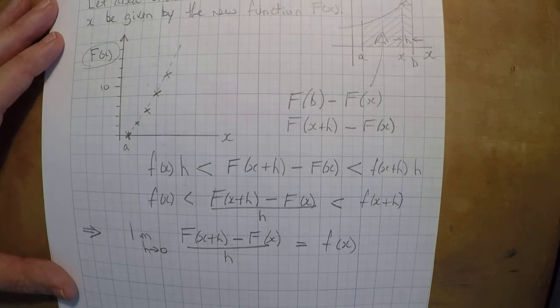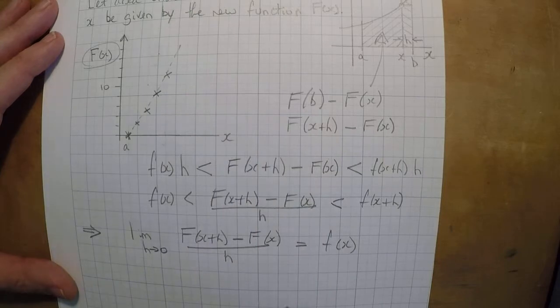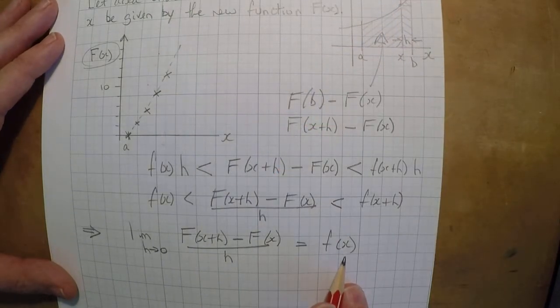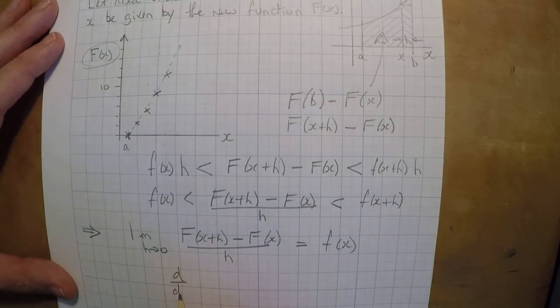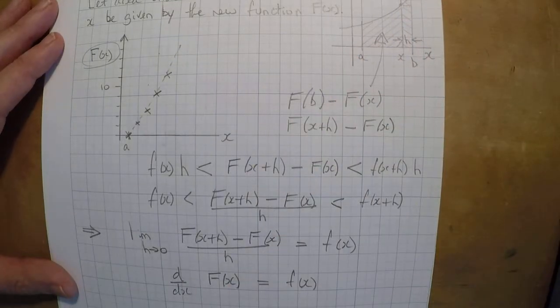In other words, the derivative of our function that we're trying to find equals f of x, the original formula that we had. Let me just say that again. The derivative with respect to x of the formula that we're trying to find, capital F, that's exactly what that is, that's the definition of derivative, equals little f of x, the formula that gave us our original curve.